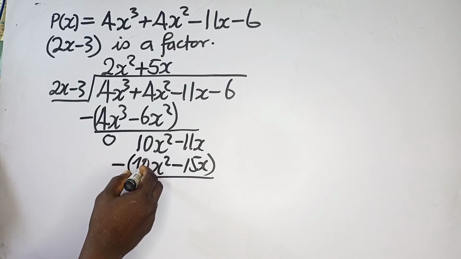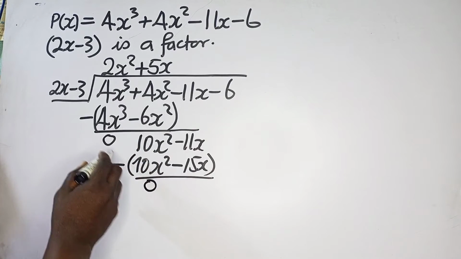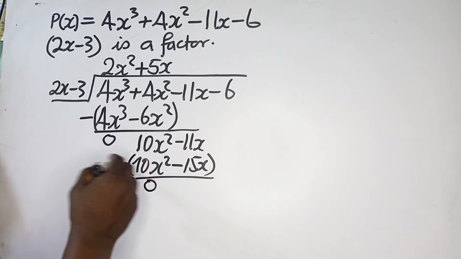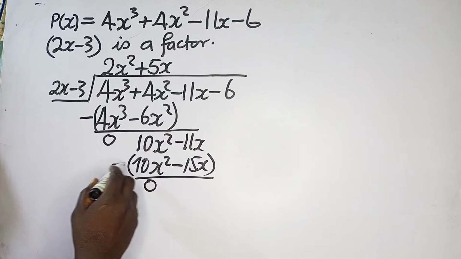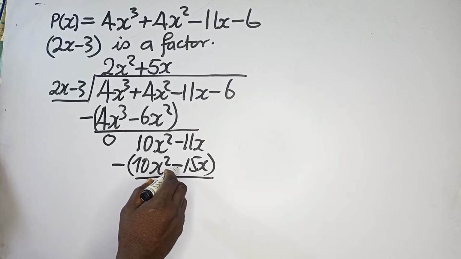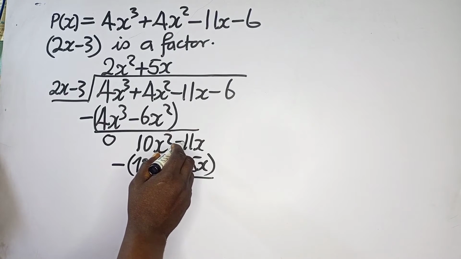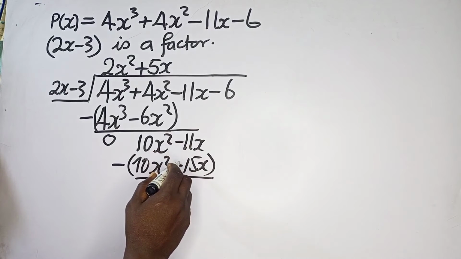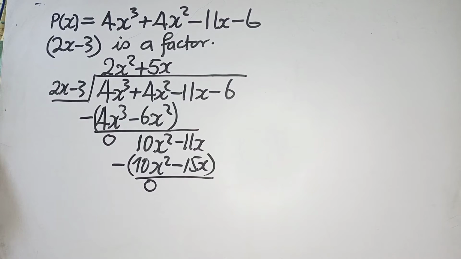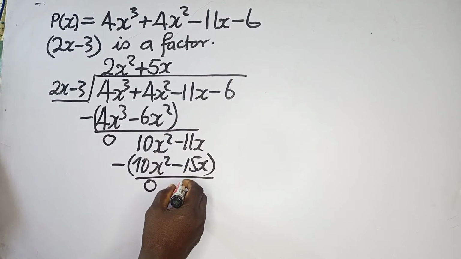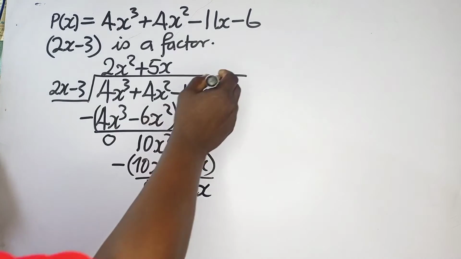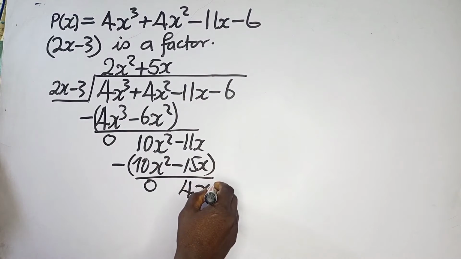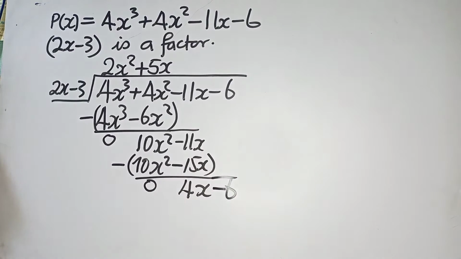10x squared minus itself is 0. We'll achieve 0 as we progress; the first member should always subtract to give us 0. Negative 11x minus minus again: remember, minus minus gives us positive. So we have minus 11x plus 15x, which is like 15 minus 11, that gives us 4x. We'll bring down negative 6.